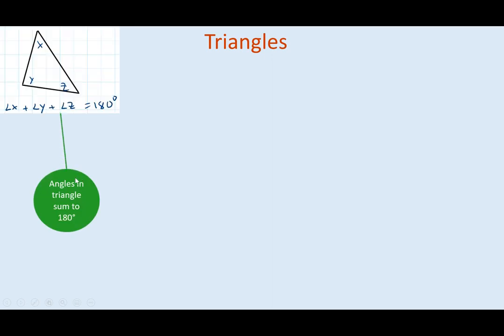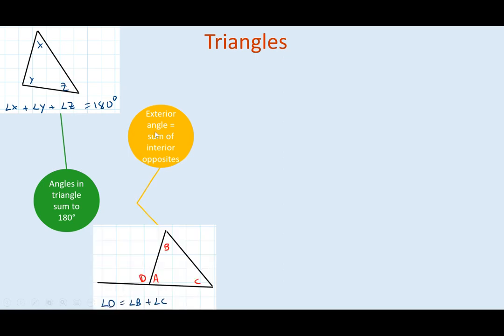Next thing we're going to look at are triangles. Very importantly, all the angles in any triangle sum to 180 degrees. So angle X plus angle Y plus angle Z in this case equal to 180.